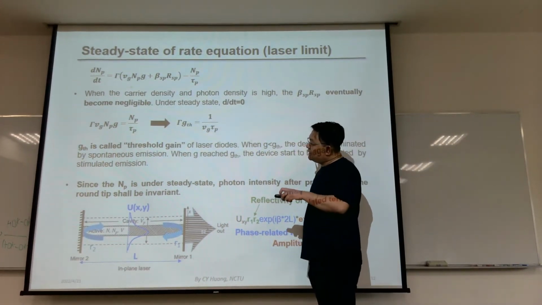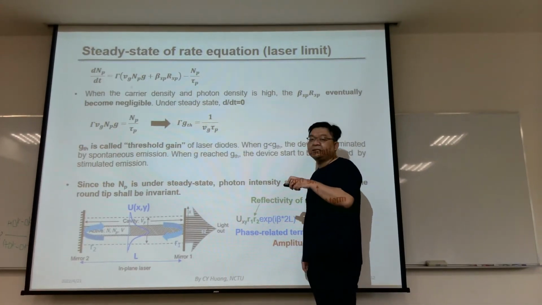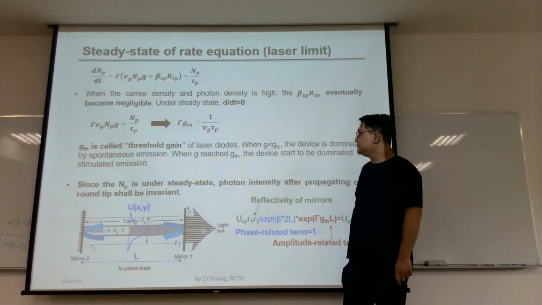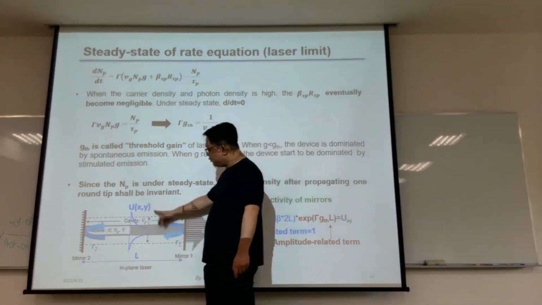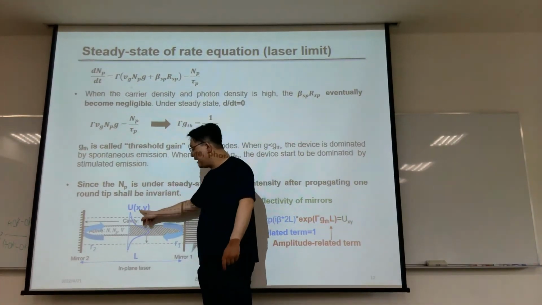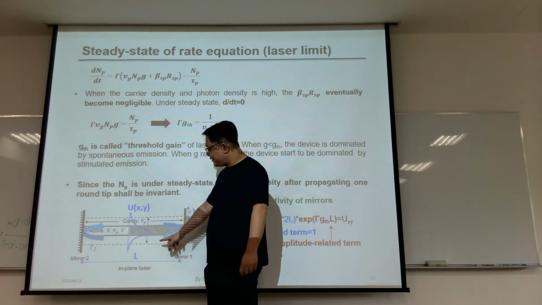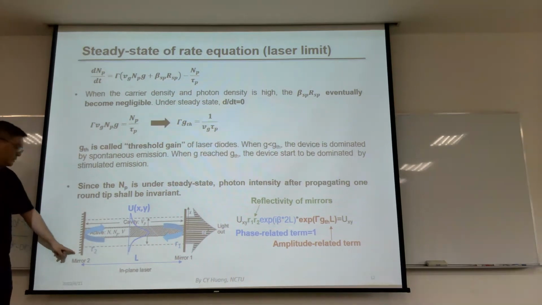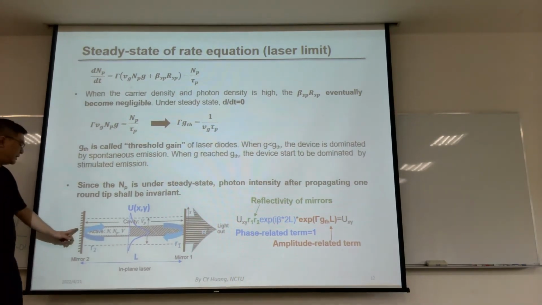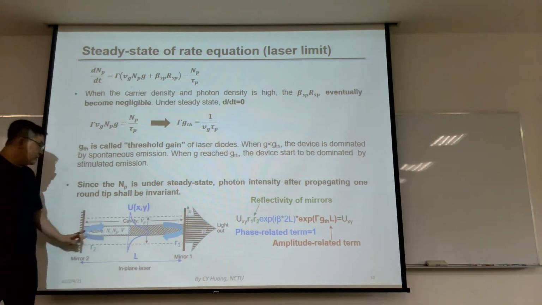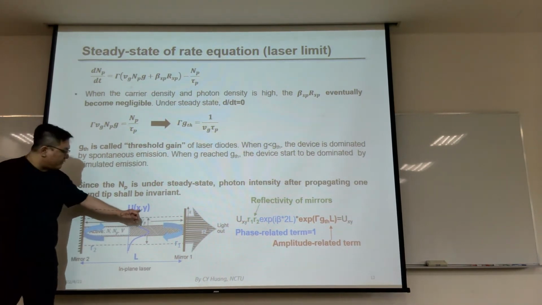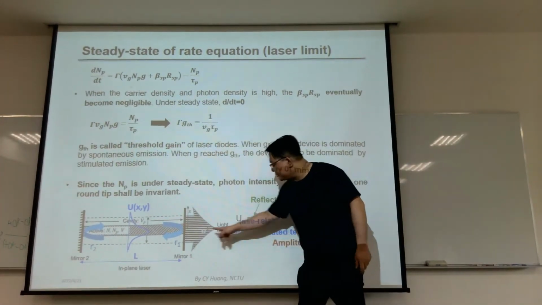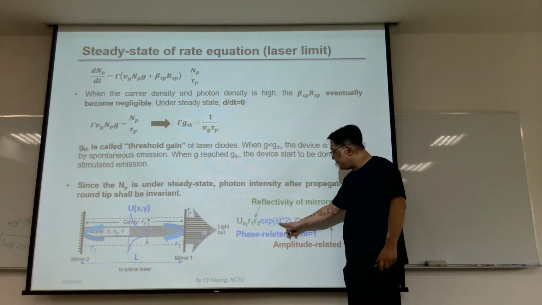Anyway, since the photon density is now under steady state, that means the mode profile shouldn't change with time. So let's consider an optical mode, cross-sectional, denote U of x, y. And let's start from an arbitrary point. For convenience, let's start from mirror 2. Then it propagates toward mirror 1. So first, it will be U of x, y times, let's start from mirror 2 to mirror 1, times exponential i beta L.